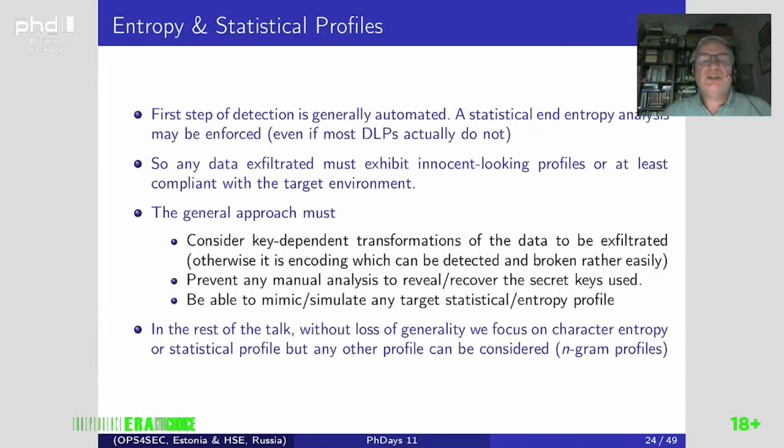So the general approach is a key-dependent transformation of the data. You must prevent any manual analysis from recovering the secret keys, of course, and you must be able to mimic and simulate any target statistical environment. In the rest of the talk, we will focus on the simplest distribution you can consider, n-gram profiles, but we have currently worked on more sophisticated profiles.